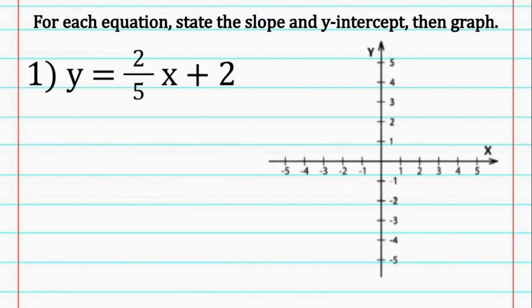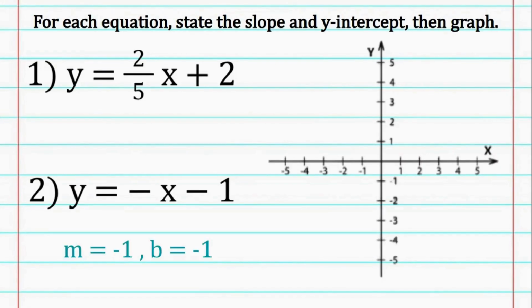All right, let's move on to number 2. y equals negative x minus 1. See if you can identify the slope, y-intercept, and then graph. Pause the video, and then unpause when you have an answer. All right, I'll assume we're ready to continue.